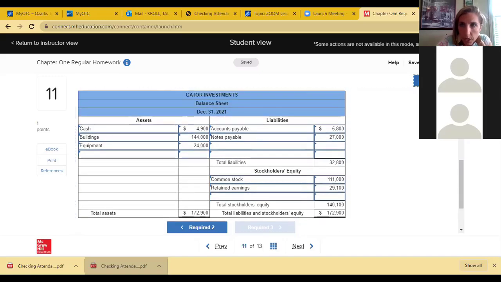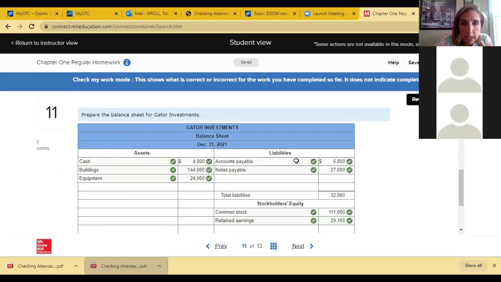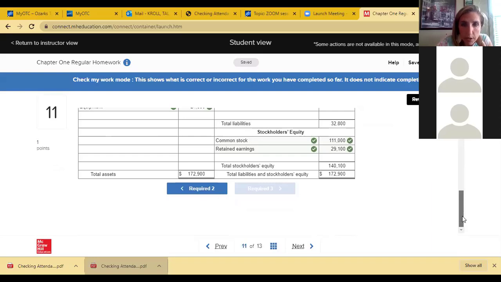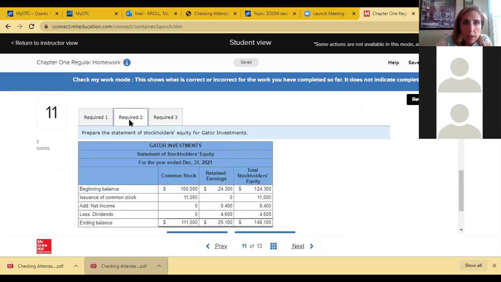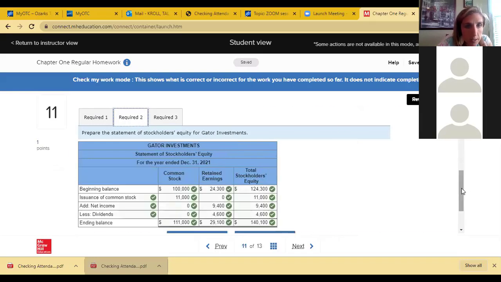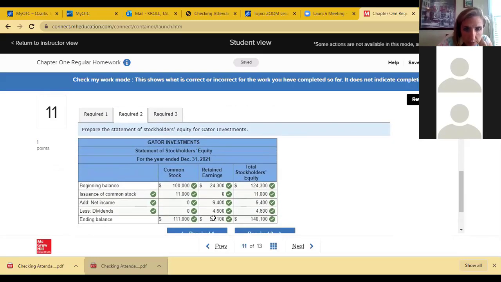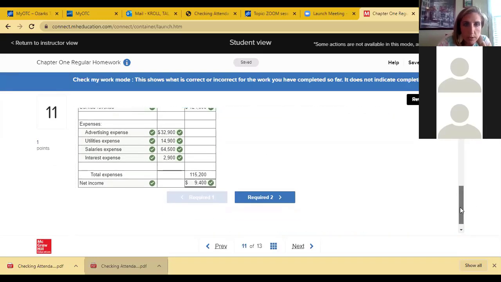172,900. I'm going to hit the check my work because I want to check what Sarah was talking about. The computer is very picky about formatting, and so if it wants a negative sign and you don't put a negative sign, it will count it wrong. So my balance sheet looks good. My statement of stockholders' equity looks good also. I didn't have to put a negative sign on the dividend because it already said less over here, but you've got to watch the direction on the homework. And then my income statement is all correct. Green check marks.